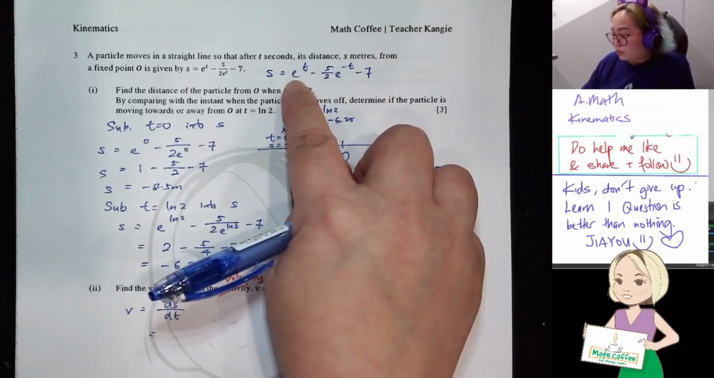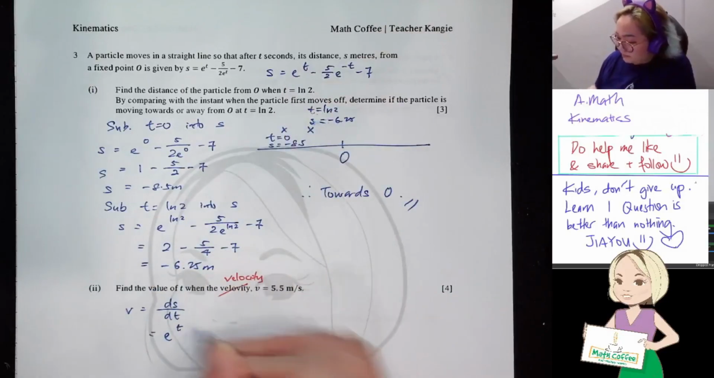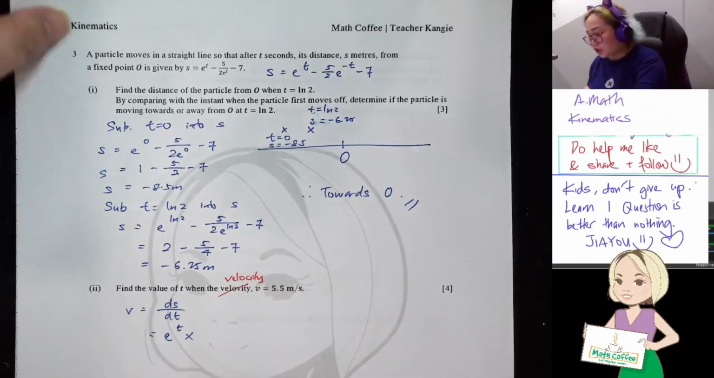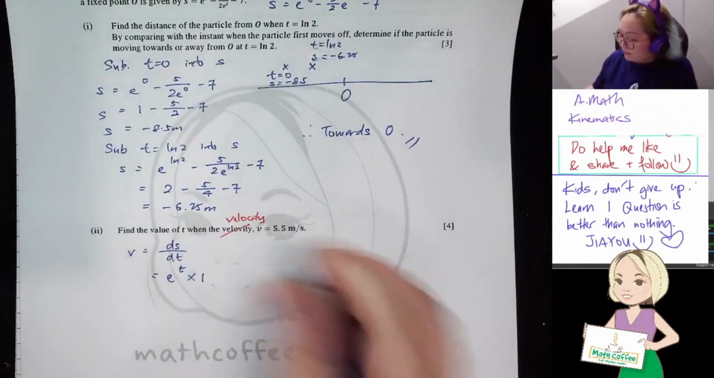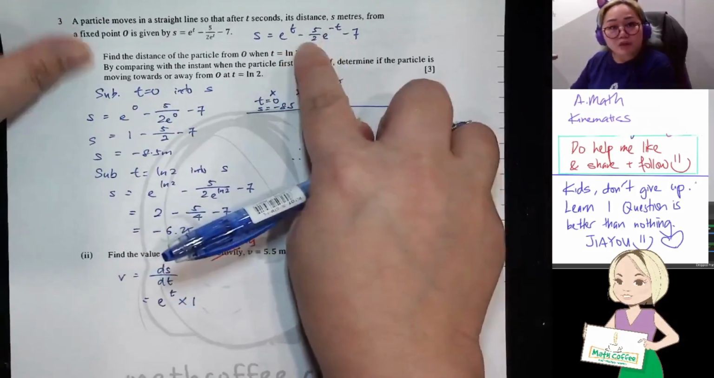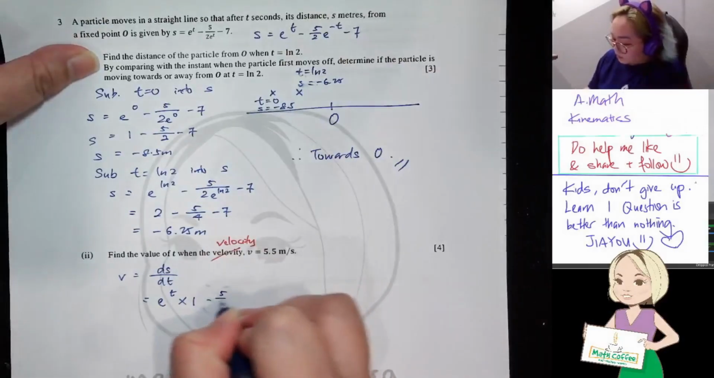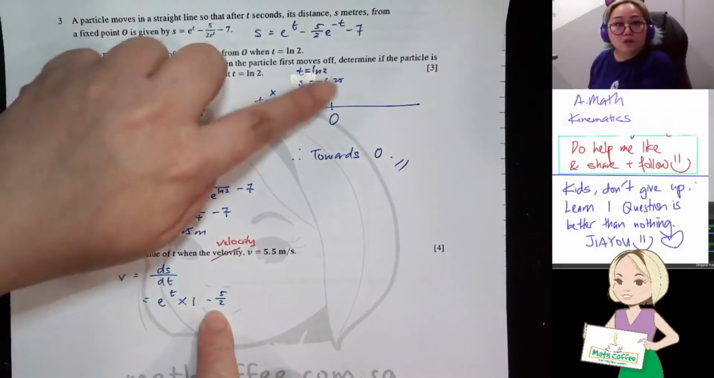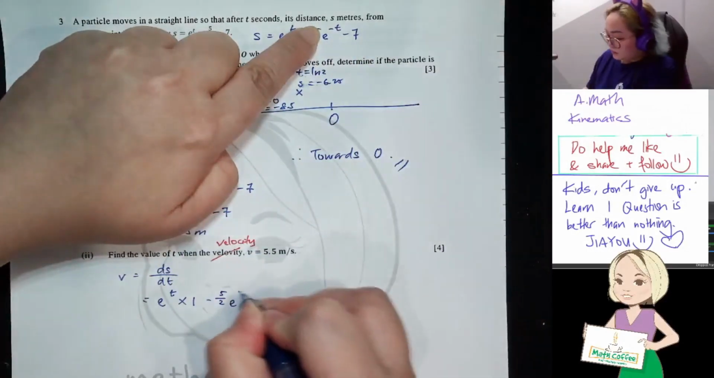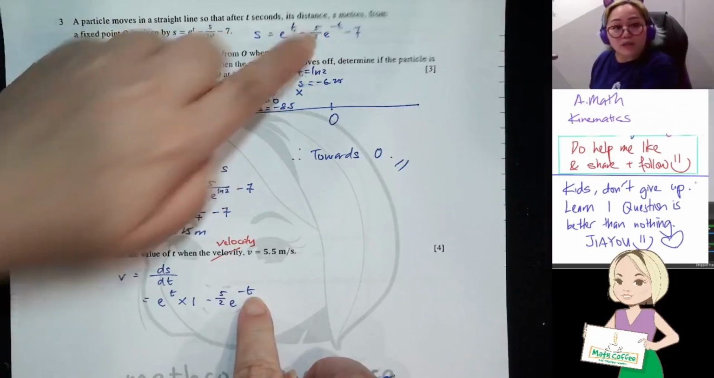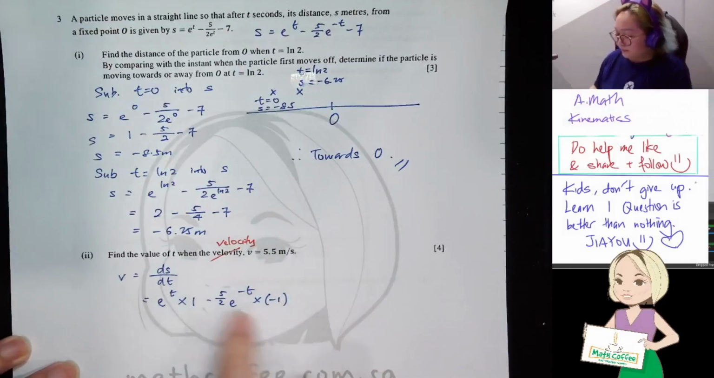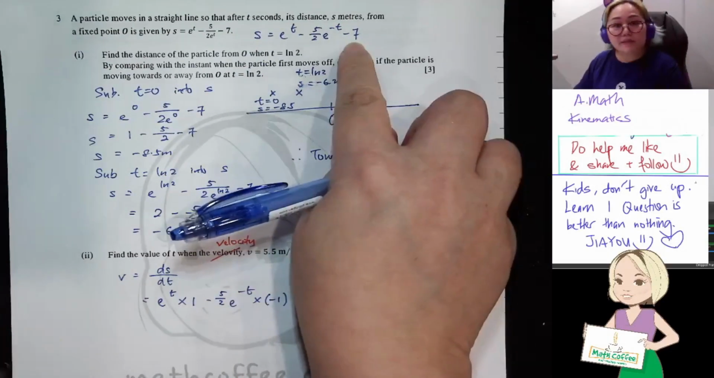So to differentiate an exponential, keep the same, multiply by the derivative of the power. In this case, differentiating t is just 1, so it's multiplied by 1. Now the constant will just remain the same, no need to do anything to the constant. Then you differentiate this: keep the same, differentiate the power gives negative 1, so multiply by negative 1. And differentiating minus 7 just disappears.